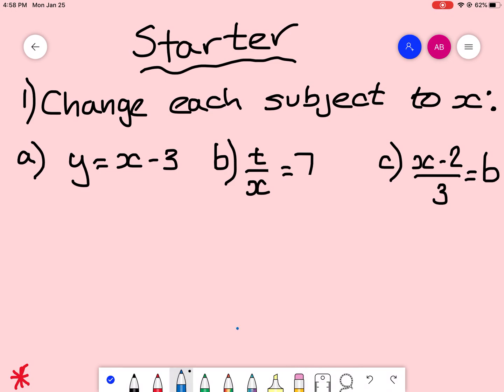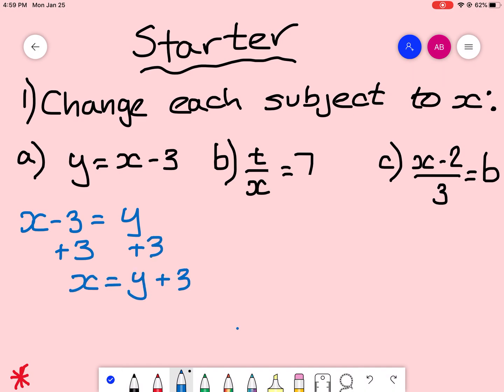Right, the answers to these, the ones we've been doing more recently. First question here, x is on the right hand side, so I'll just move that over to the left hand side. And I'll need to then add 3 to both sides, so that x is equal to y plus 3 is my final answer. Now the next one is a bit trickier.